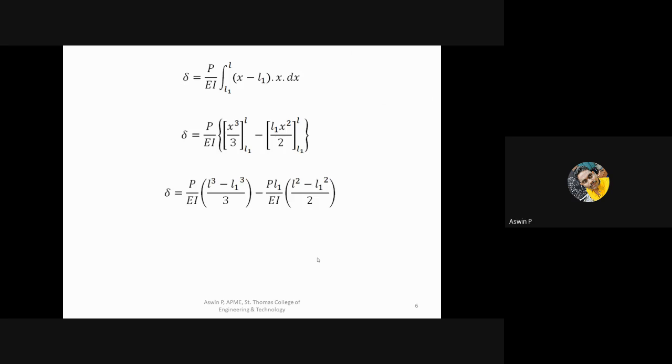After that, you need to integrate this equation by taking out P divided by EI and applying the limits. The final equation will be delta equals P divided by EI into (L cubed minus L1 cubed) divided by 3, minus P into L1 divided by EI into (L squared minus L1 squared) divided by 2.